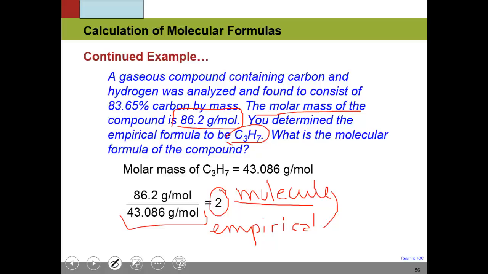Now, we've had a couple examples here where it's 2 times as much. Sometimes it's 5 times as much, so don't think it's always 2. And so 2 times the empirical formula will get us the actual molecular formula. So in nature, the molecule actually exists as C6H14.